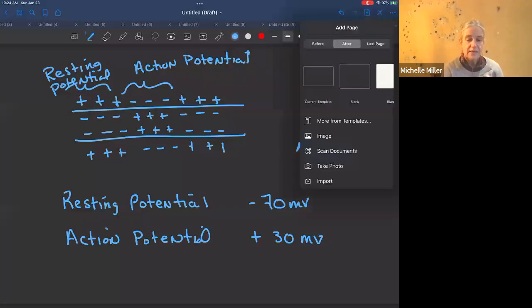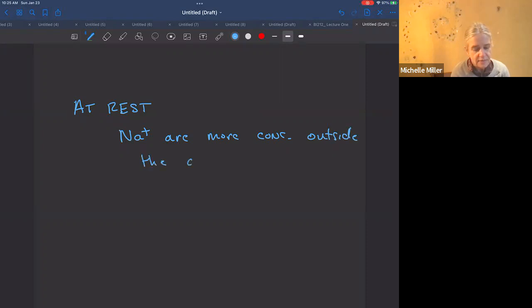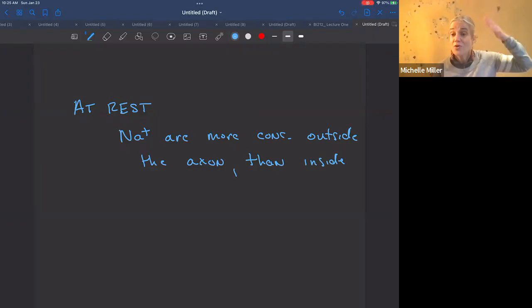So let's look at the ions. So at rest, sodium ions are more concentrated outside the axon than inside. So if we were to open a channel, the sodium ions would diffuse. Passive diffusion doesn't take energy. It just goes from a higher concentration to a lower concentration. So sodium ions will want to move in to reestablish the equilibrium.